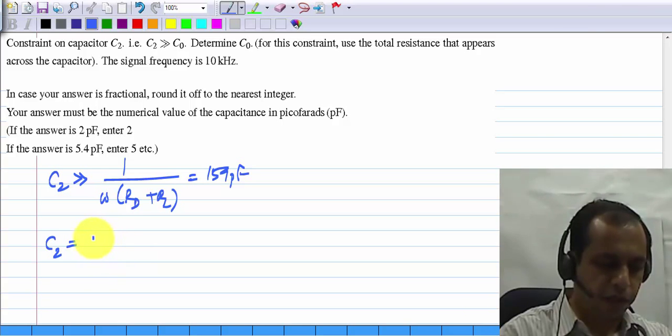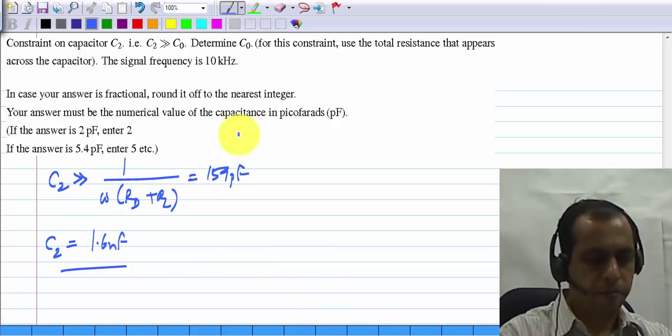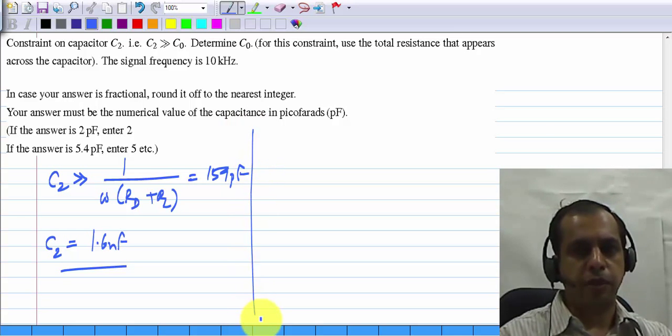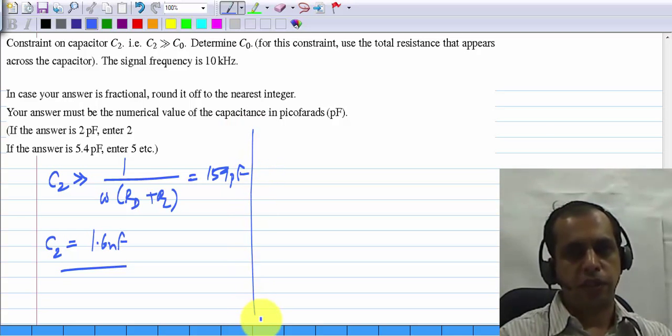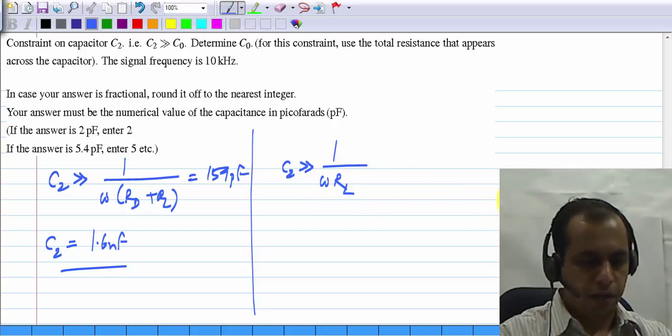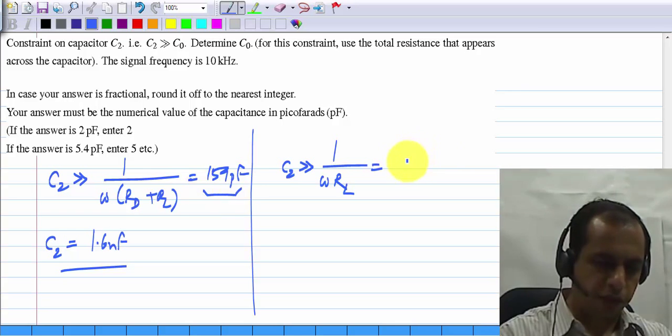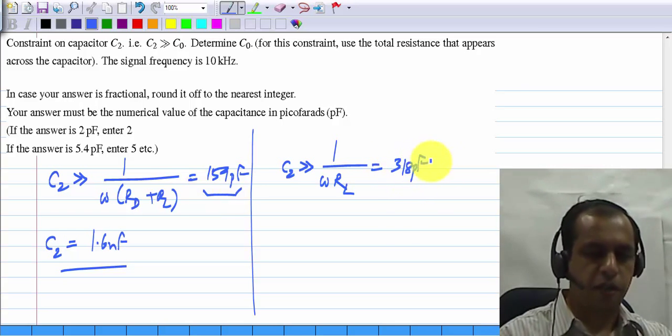If you choose 10 times higher, 1.6 nanofarad will do nicely. Now there is another possible constraint where the drain voltage has to be equal to the output voltage. In that case, C2 has to be much more than 1 over omega times RL, and this will come out to be exactly double that one, which is 318 picofarad.